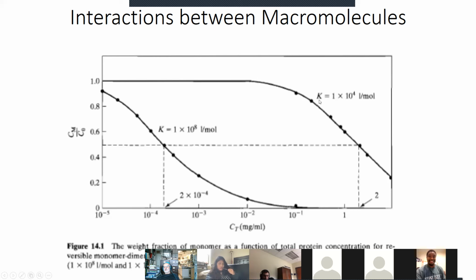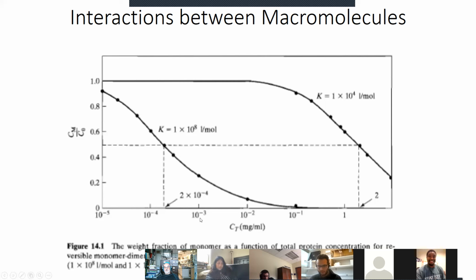And the shape of the curve, when the affinity constant is 10 to the 4th, you have dramatically different progression curves. The point that's being made here is that if I want to measure this equilibrium constant out here at 10 to the 4th, to see a change in the monomer-dimer distribution, I basically have to do experiments at 2 mg per mL. If I have something that has an affinity of 10 nanomolar, 1 times 10 to the 8th liter per mole, then I have to do experiments in the sub-mg per mL range.